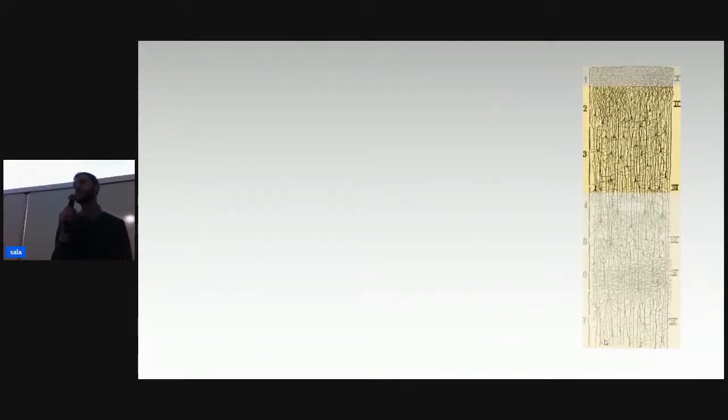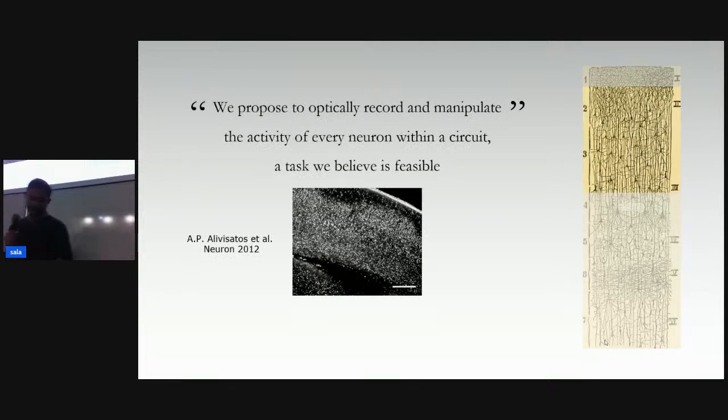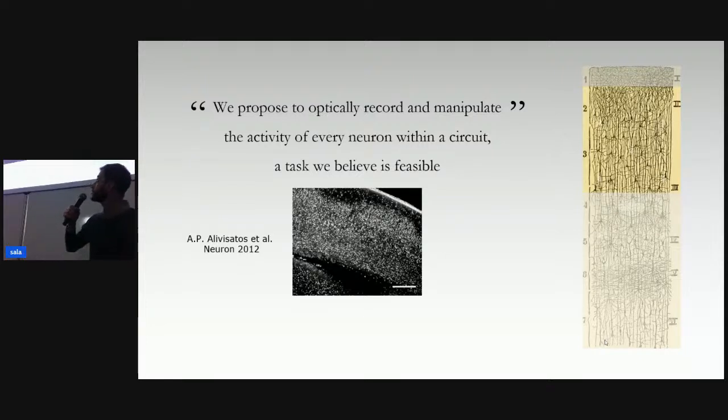But maybe this is not necessary if we want to understand how neurons transmit information and compute brain information. Maybe we can basically restrict ourselves to a smaller region of the brain, maybe a portion of the cortex, for example. And we want to try now to understand how each neuron transmits information to compute what we actually call perception, to guide our behavior, and to make us who we are. And this was what people proposed already in this famous paper of 2012, in which researchers proposed to optically record and manipulate the activity of every neuron in a circuit. And they believed that was possible in 2012.